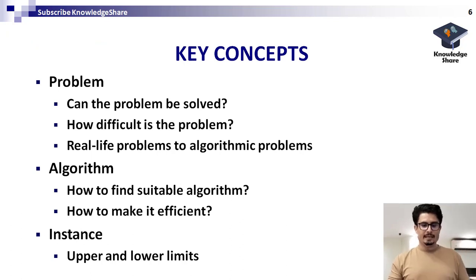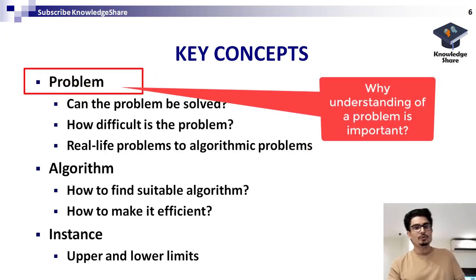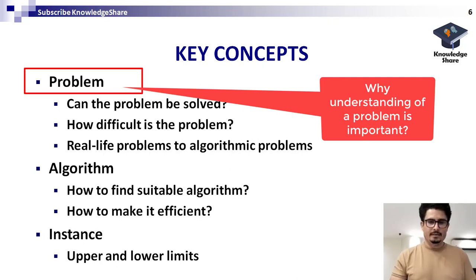So there are three key concepts like we have already discussed. One is problem, algorithm and instance. These three basic concepts are very important. If I get time, then I will prepare a separate lecture on the key concepts. It's a very important one. So in this, why is the problem important? If you don't know what the problem is, then you cannot design an algorithm for that. So the problem is very important.